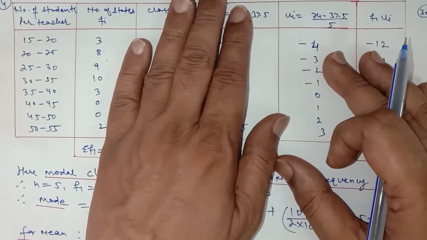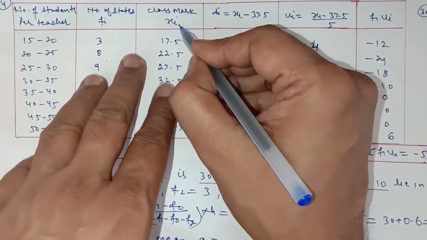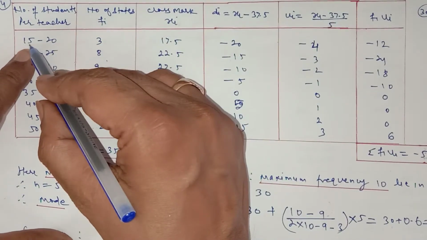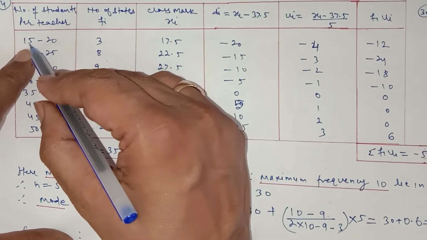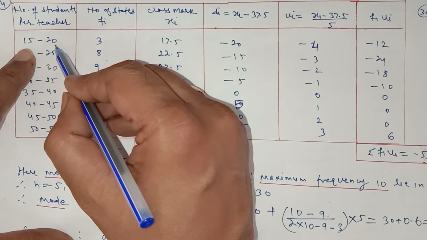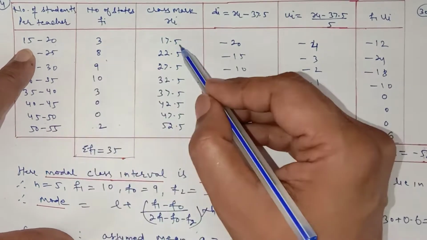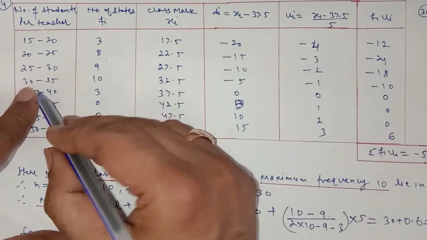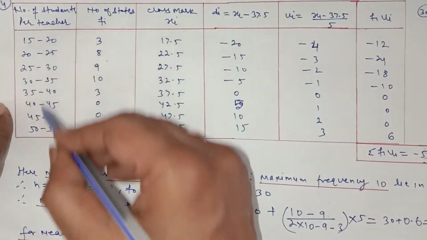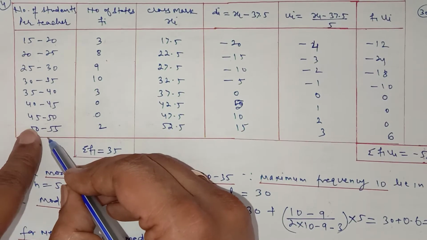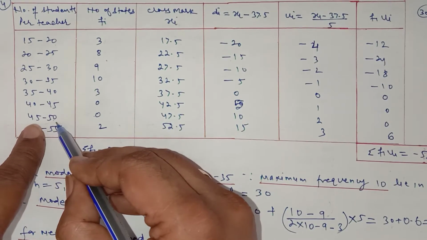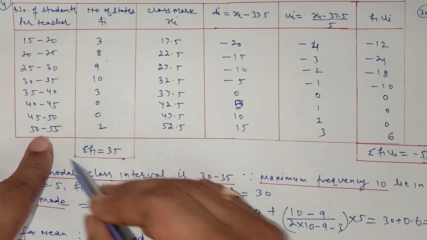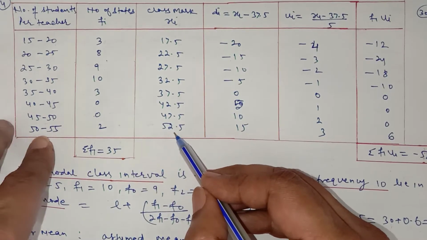So as usual, when you have to find the mean, first of all you have to find the class mark, which is denoted by xi, which is obtained by (lower limit plus upper limit) upon 2, that is 15 plus 20 divided by 2, 35 divided by 2, that is 17.5, and so on. It will be 22.5, 27.5, 32.5, or we can say the mid values of these class intervals. 45 plus 50, that is 95 upon 2, which is equal to 47.5, and 50 plus 55 upon 2, which is equal to 52.5, and so on.